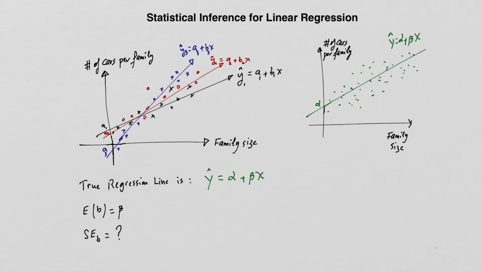Welcome back to our very final topic of this course. It's called Statistical Inference, not for the means or for proportions, but for regression.